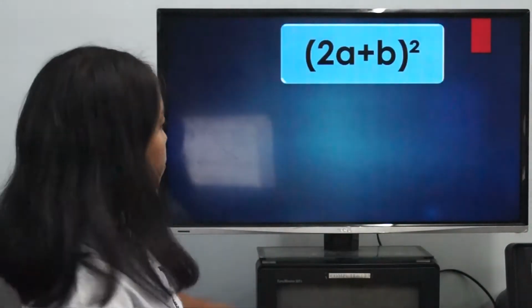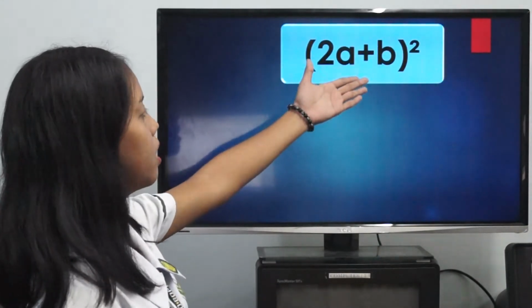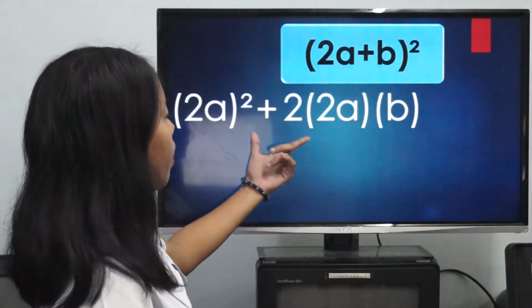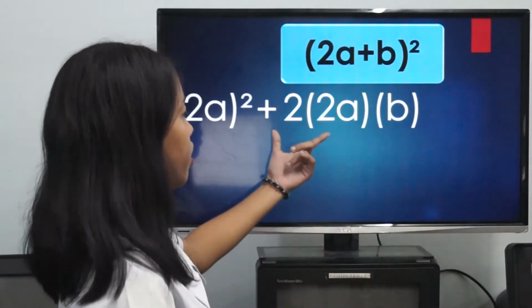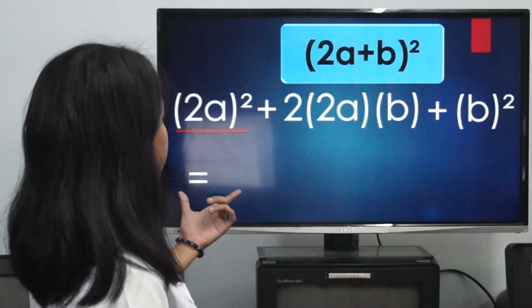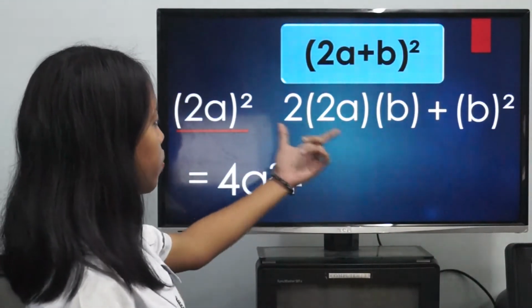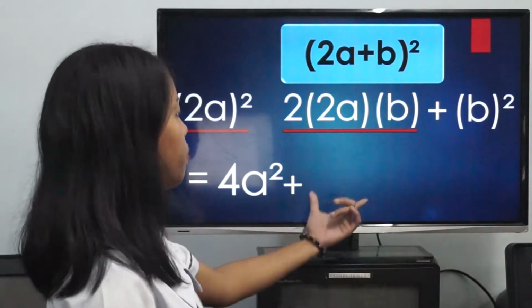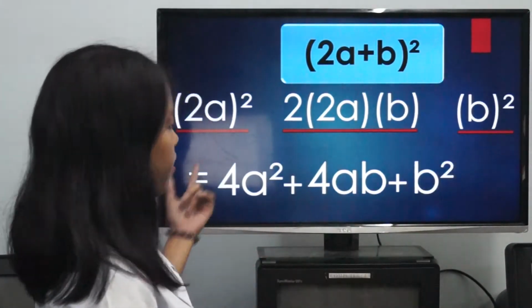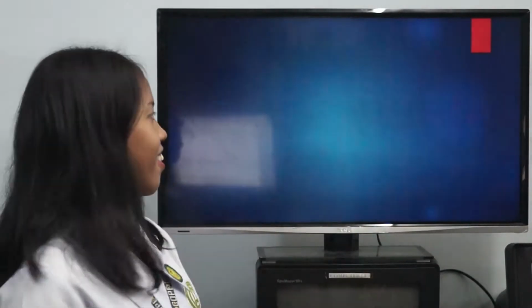For example, we have the quantity 2a plus b squared. Squaring the first term, plus twice the product of the first and the last term, plus the square of the last term. 2a squared is equal to 4a squared, plus twice the product of the first and last term, we have 4ab, plus b squared. So this is now the final answer.